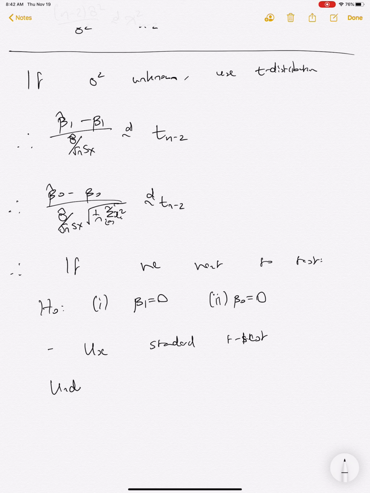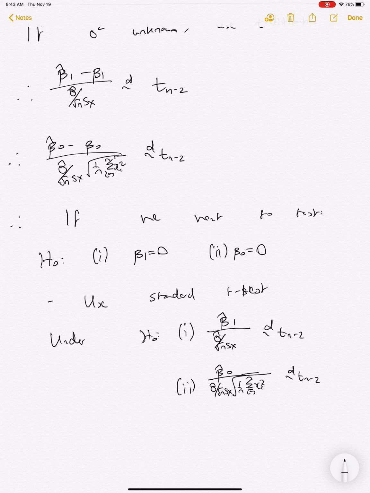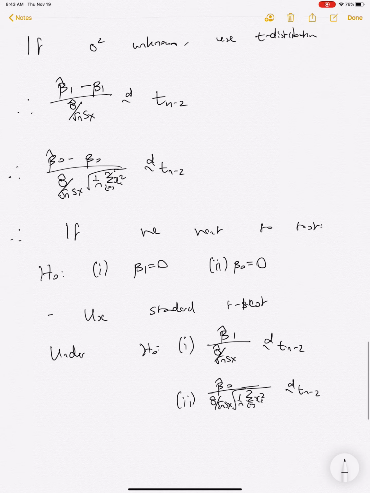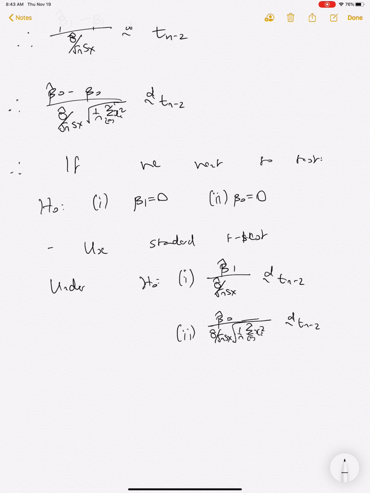Because under H0, if we're looking at beta 1, we have that beta hat 1 over its standard error is distributed as T n minus 2, and beta hat 0 over the square root of its variance is also going to be distributed as T n minus 2. So you can do whatever test you want, one-sided, two-sided, or anything else, using this result, and we will do that right at the end of today's lecture.